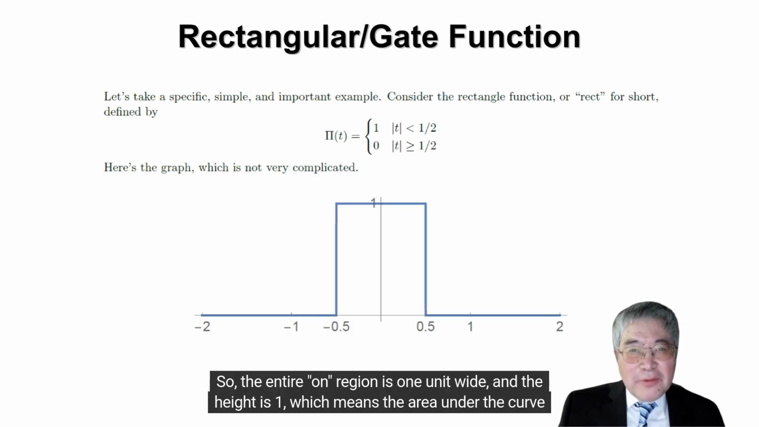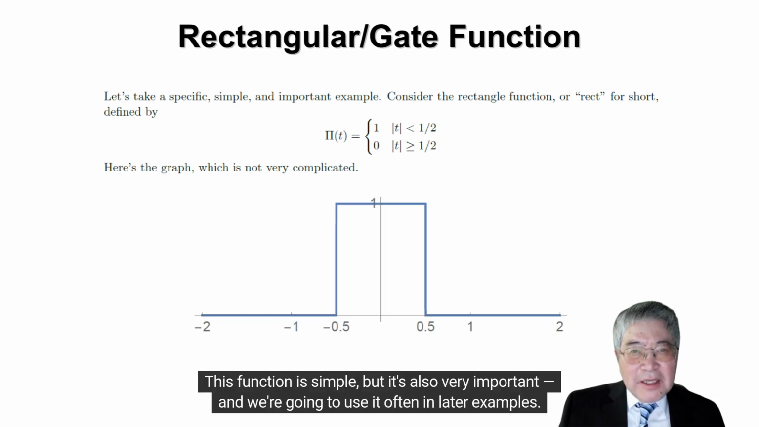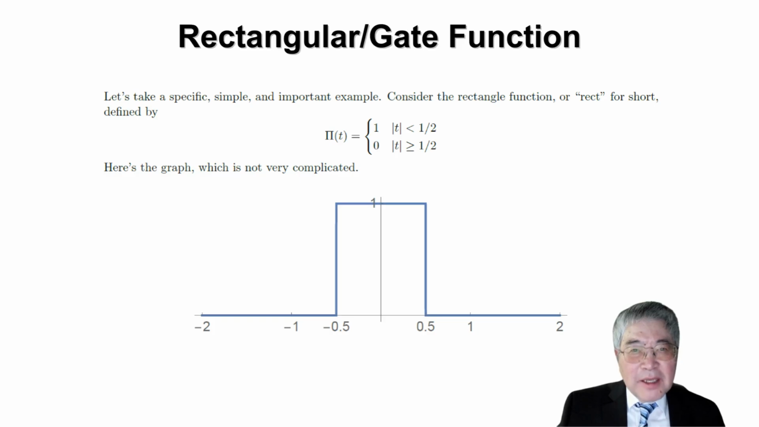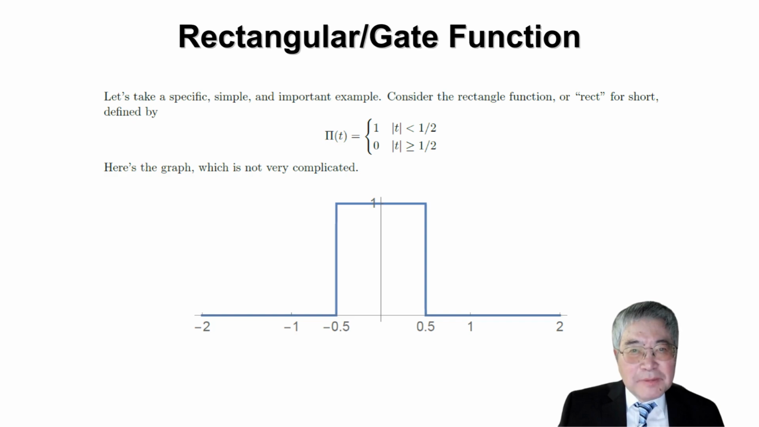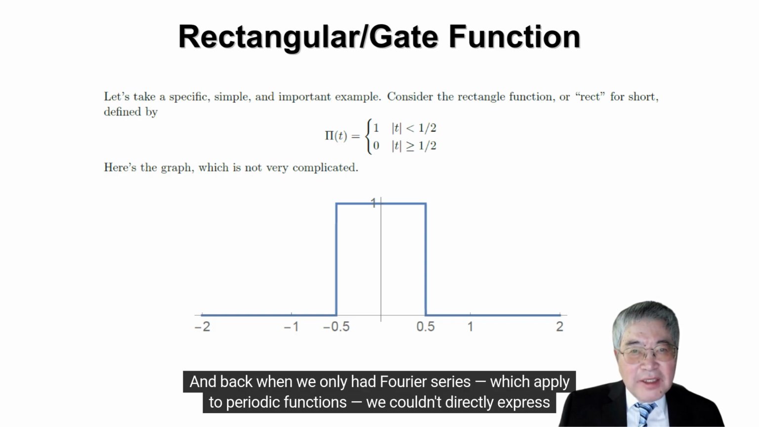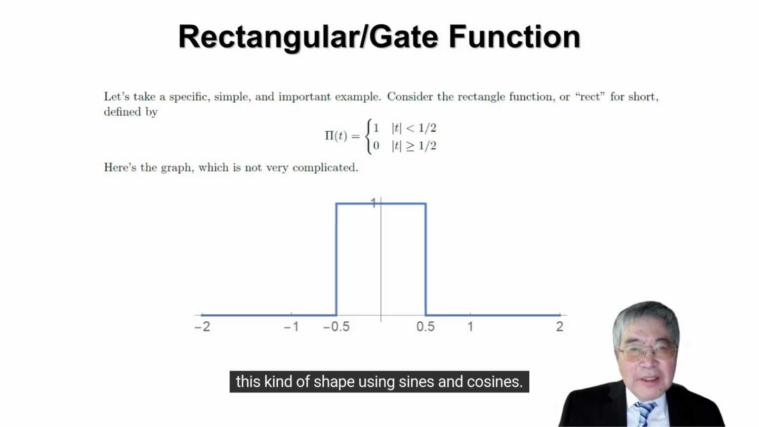So the entire on region is 1 unit wide and the height is 1, which means the area under the curve is also 1. This function is simple, but it's also very important, and we're going to use it often in later examples. Now here's the key point. This is a non-periodic function. And back when we only had Fourier series, which apply to periodic functions, we couldn't directly express this kind of shape using sines and cosines. But now, thanks to the Fourier transform, we can.